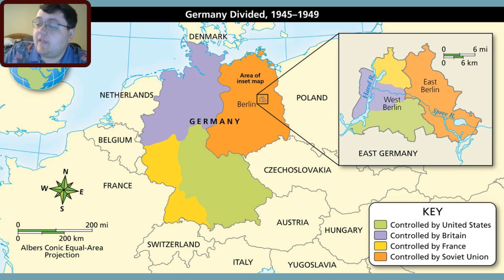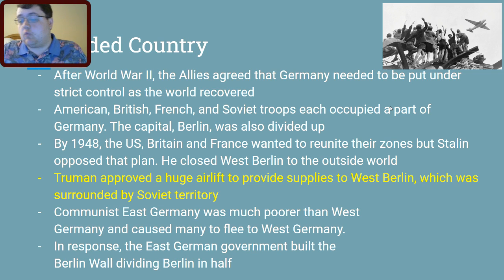But you have Berlin here, the capital, which is then divided up as well. So you have this whole area of West Berlin, which is not only bordering East Berlin, but is also completely surrounded by Soviet-controlled territory. So once these relationships between the US, the UK, France, and then the USSR all kind of fracture, West Berlin is more or less cut off from the rest of the world.